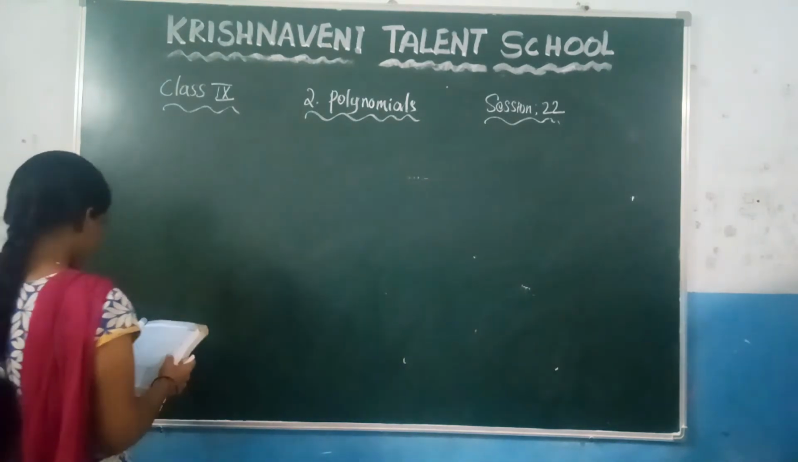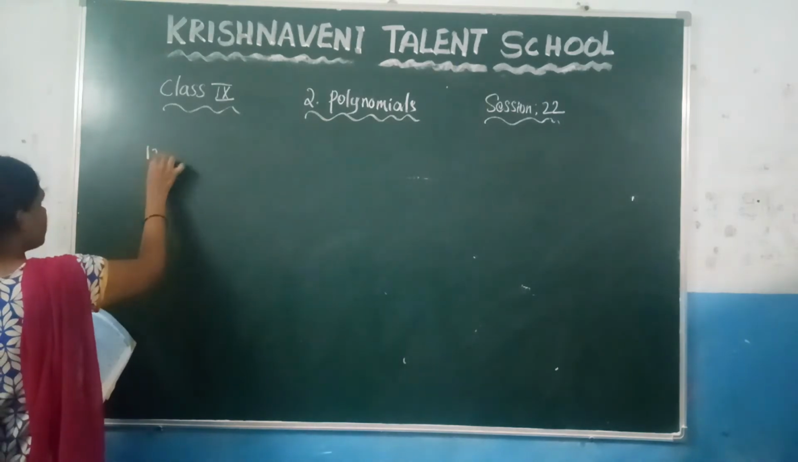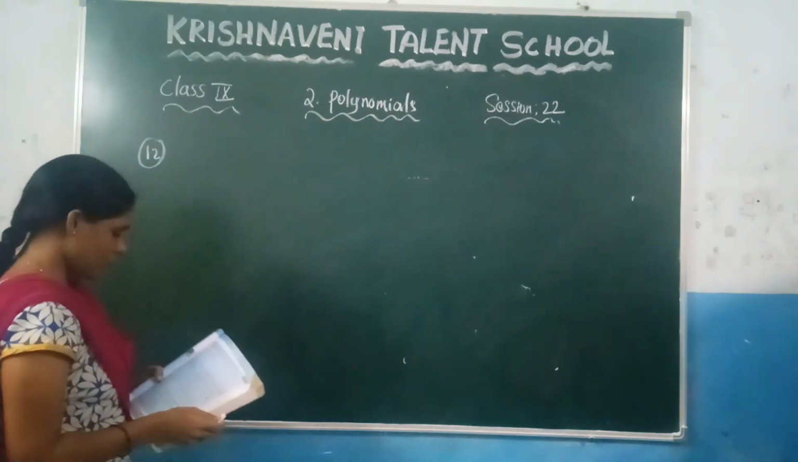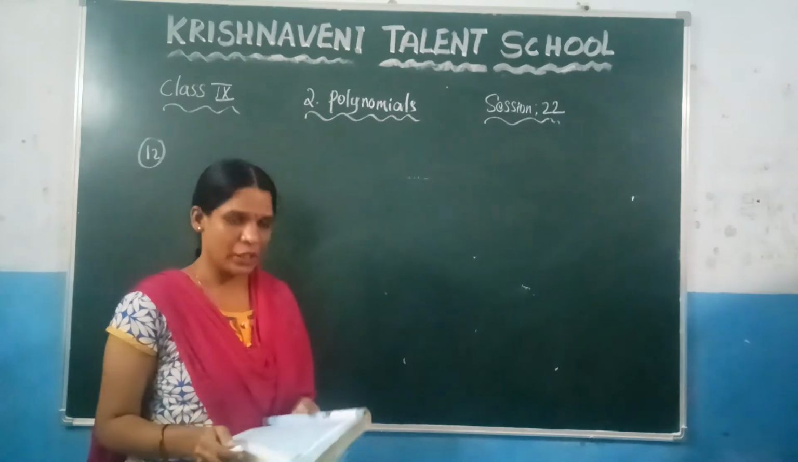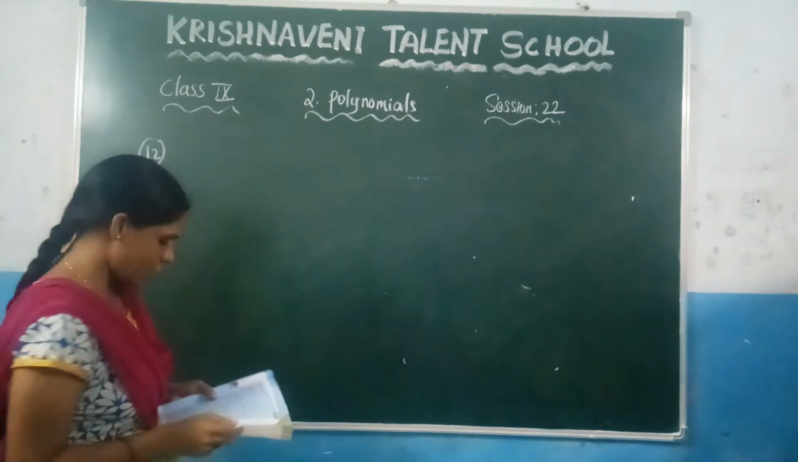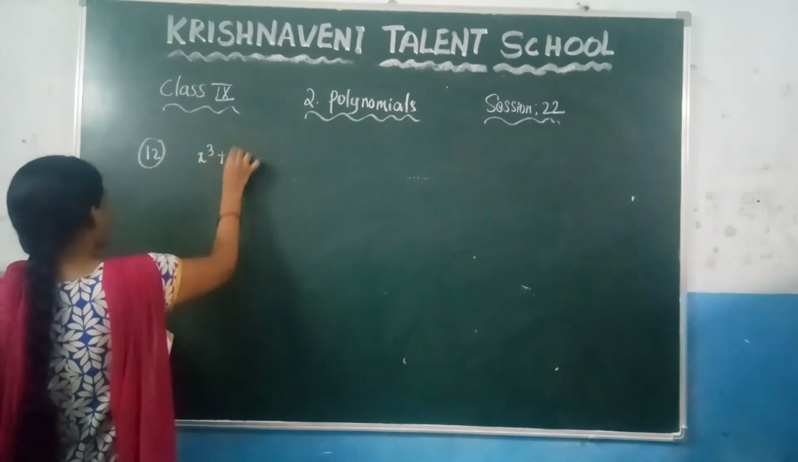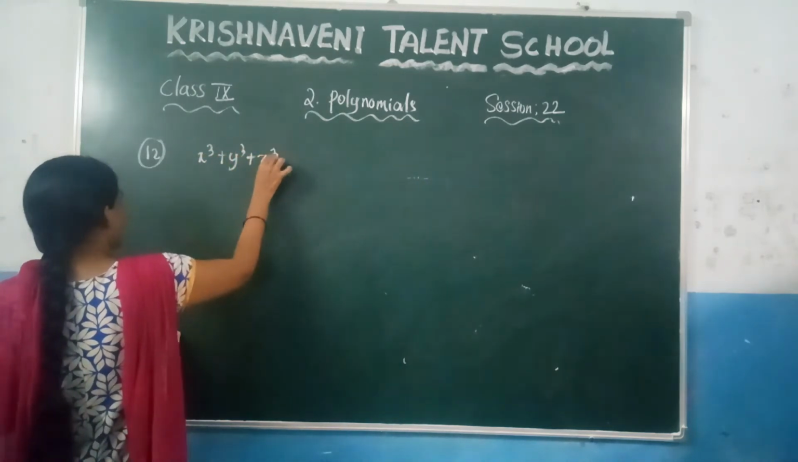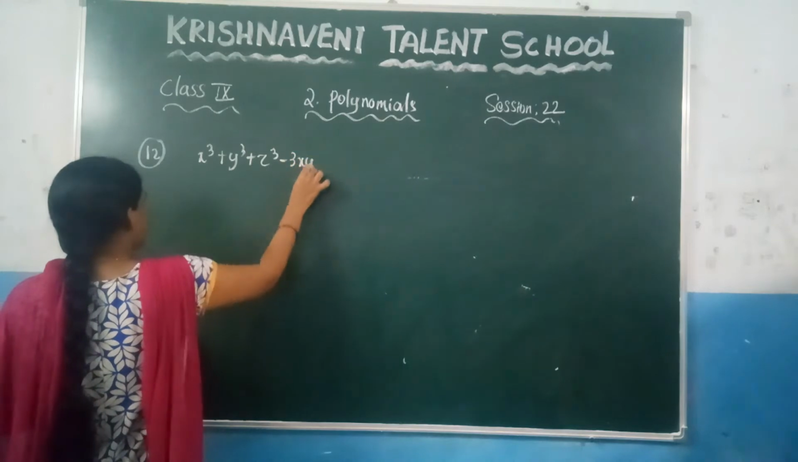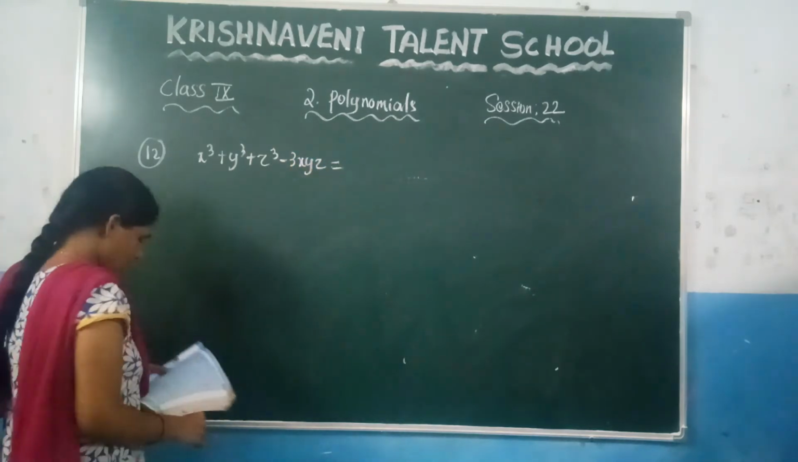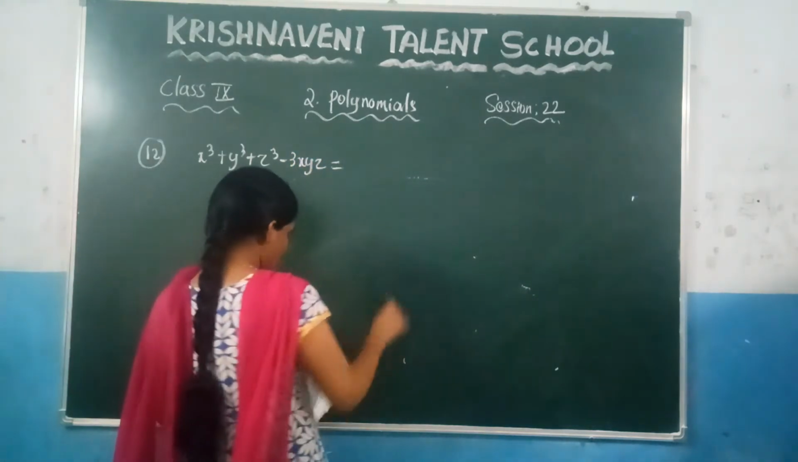Twelfth question. What's the question given here? You need to verify the given equation. What is the given equation? Write it here, which is x cube plus y cube plus z cube minus 3xyz is equal to, what is the RHS value they have given?